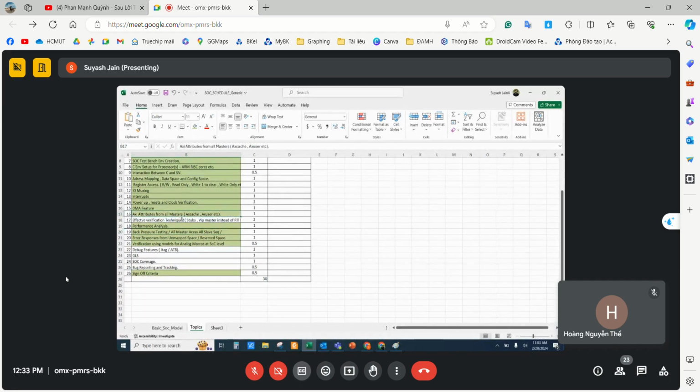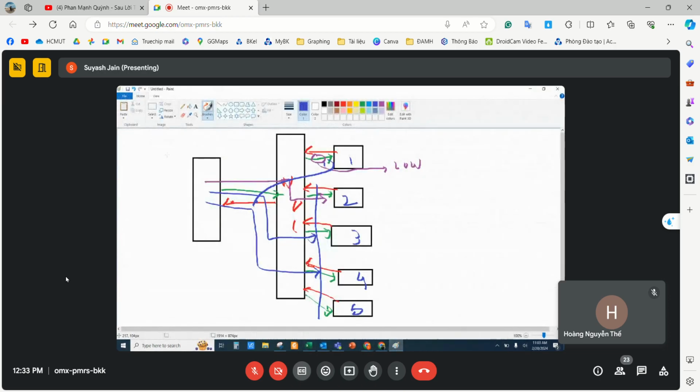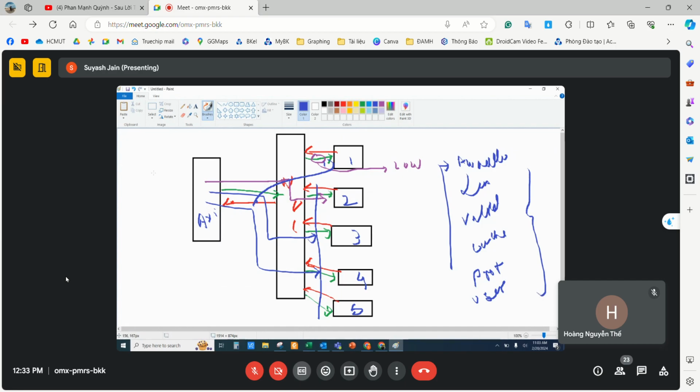AXI attributes from all masters. This is also a very basic topic. Suppose this is an AXI master, and during the AXI class, we have already told you about AXI attributes like AW address, length, valid, cache, prot, user. So there are many AXI attributes. There are multiple masters present inside an SoC. For each of the masters, we will check that all the AXI attributes are tested.